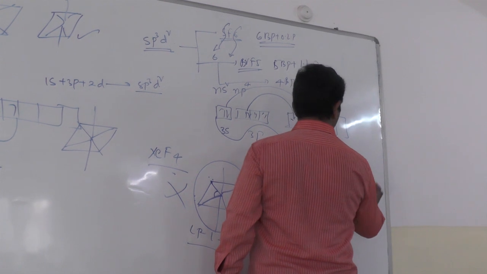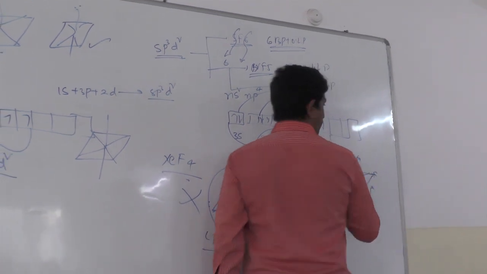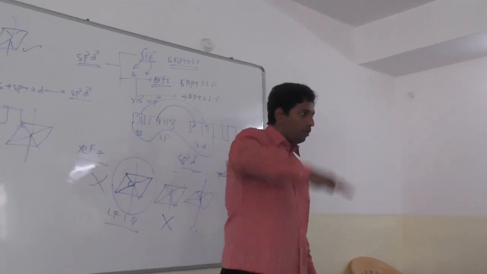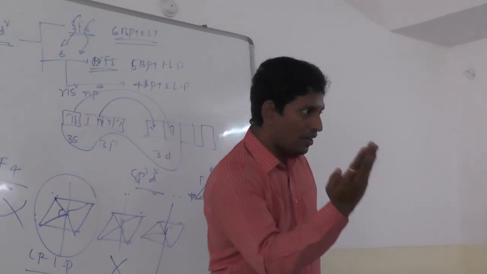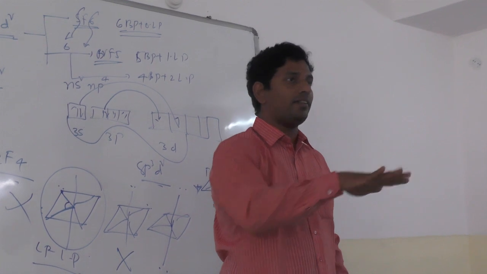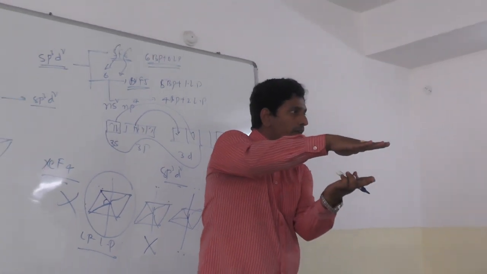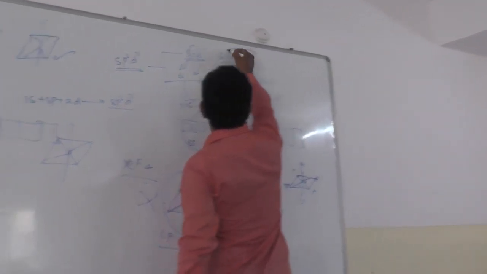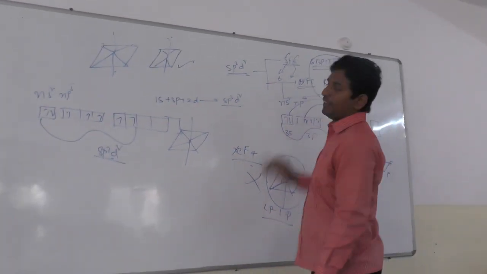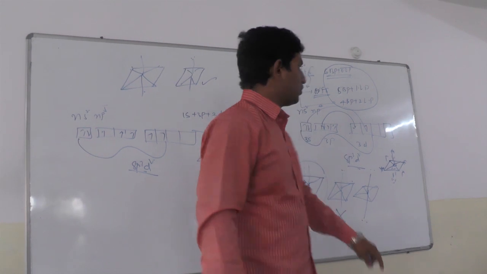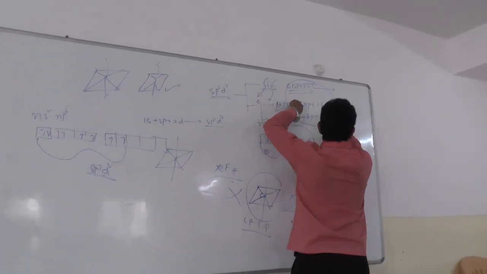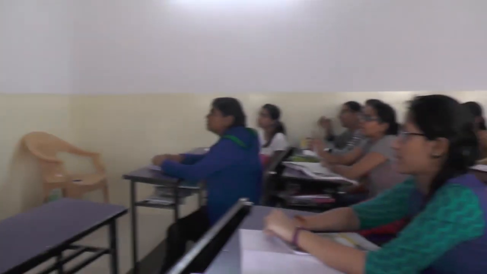So in XeF4, there is only one square plane, the top is a lone pair cloud, and the bottom is also a lone pair cloud. So with the two lone pairs opposite each other, obviously what is the shape? That's fine. These are the possible structures of sp3d2 hybridization. So the final conclusion for sp3d2: what is the shape of this one?